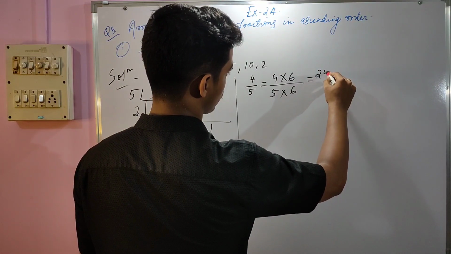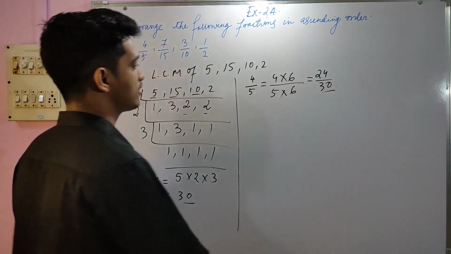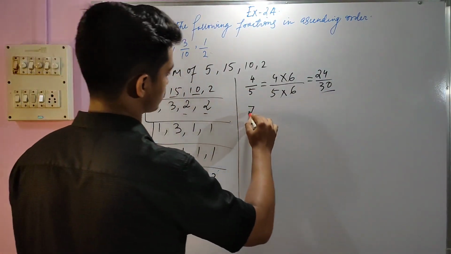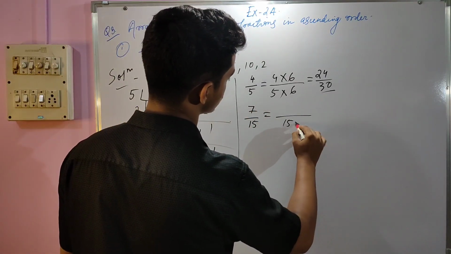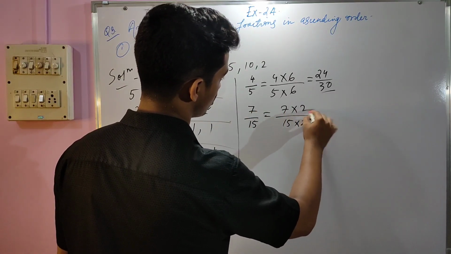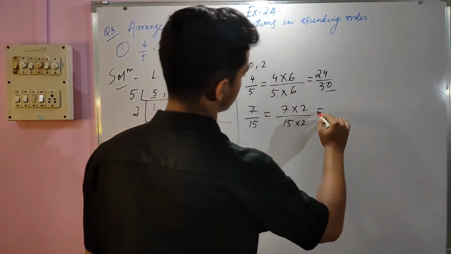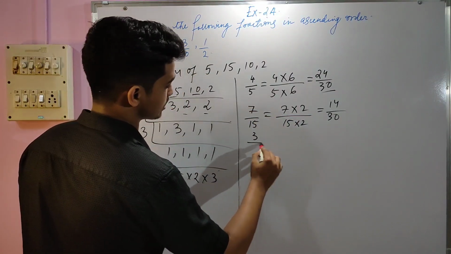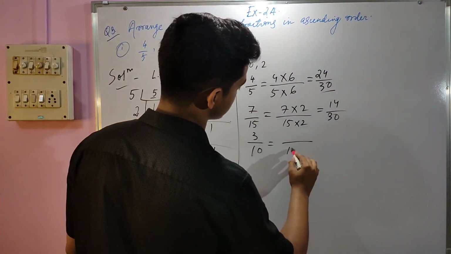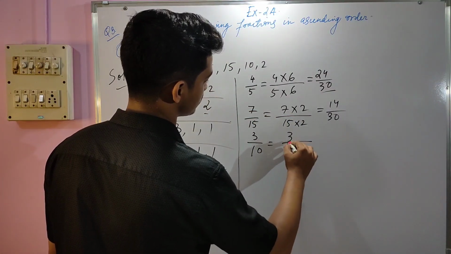So 24 by 30 is the equivalent fraction of 4 by 5. Simply we have to continue with 7 by 15 as well. 15 into 2 and 7 into 2. So 7 into 2 is 14 by 30. Same with 3 by 10. So 3 by 10 is nothing but 10 into 3 and 3 into 3.